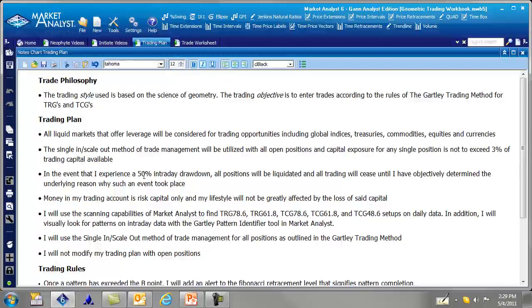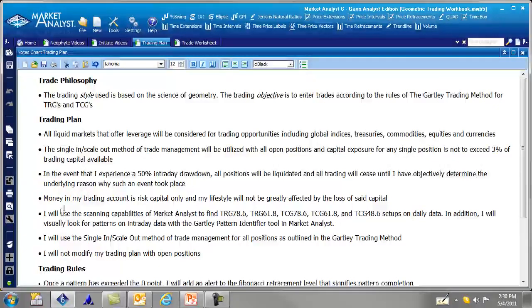Next point here, in the event that I experience a 50% intraday drawdown, all positions will be liquidated and all trading will cease until I objectively determine the underlying reason why such an event took place. So this is one of those catastrophic rules, and this is one of the things I learned from reading about all these market wizards, is that after they all blew up, they all came to the realization that don't throw good money after bad. If you go through a 50% drawdown, don't desperately try to trade yourself out of the hole. There must be something seriously wrong if you have a 50% drawdown. So shut everything down. At least you save half your capital and regroup and try and figure out what's wrong.